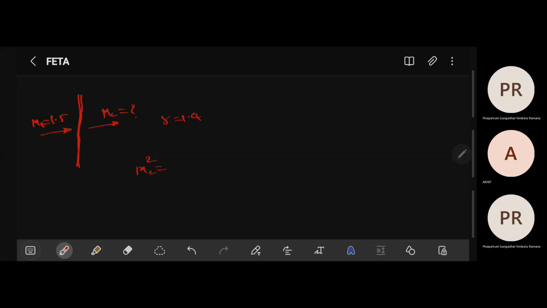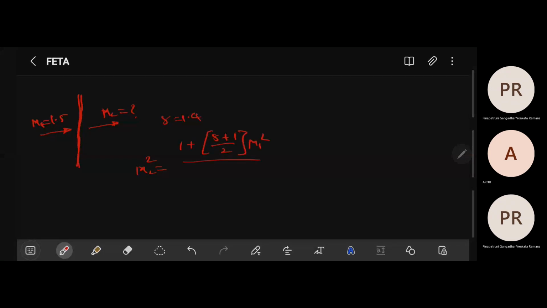Arhit, did you find the equation? No, sir, just finding it. Okay, let me show you the equation. That is not an issue, I will just write the equation. You can recollect it later on.